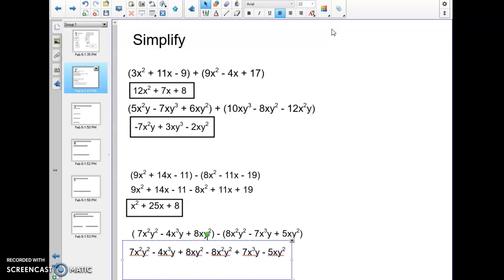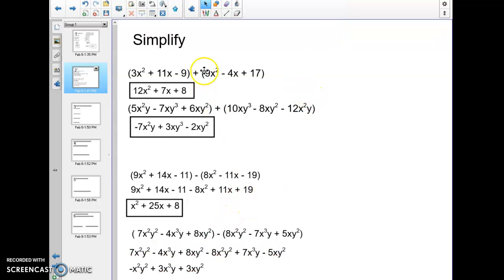7x squared y squared minus 8x squared y squared is a negative 1x squared y squared. I'm just going to do negative x squared y squared. And then negative 4x cubed y plus 7x cubed y is plus 3x cubed y. And then 8xy squared and negative 5xy squared is a plus 3xy squared. And there's our answer.